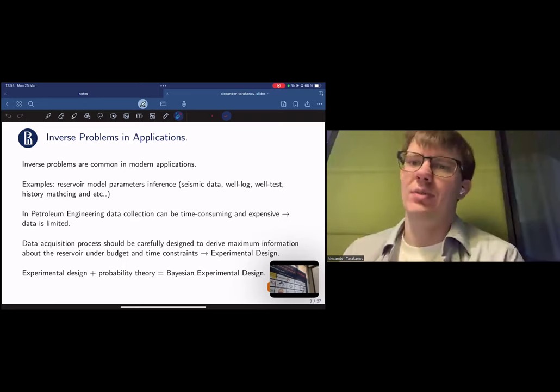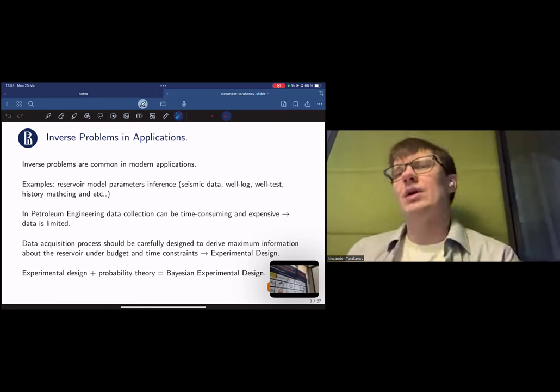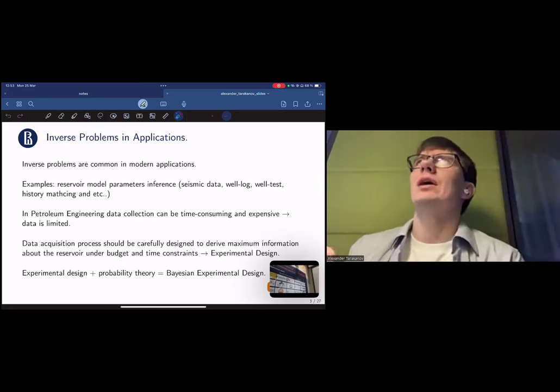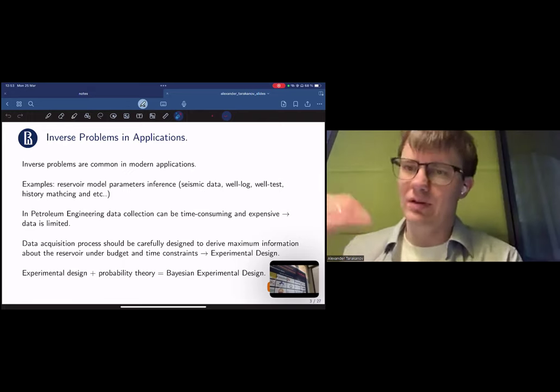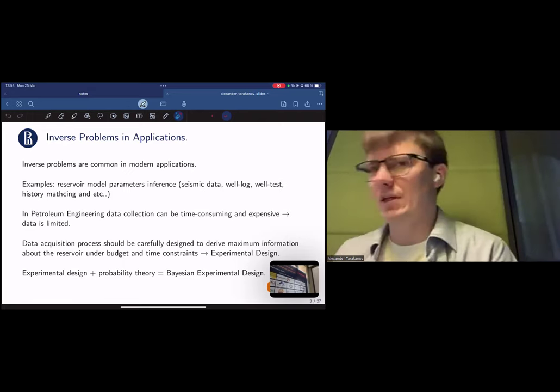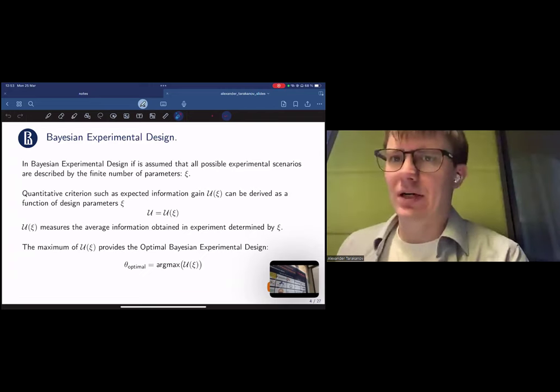Any method for optimization of the data acquisition process is called experimental design. If we are trying to optimize the data acquisition system based on probability theory, this is called Bayesian experimental design. So what is Bayesian experimental design?